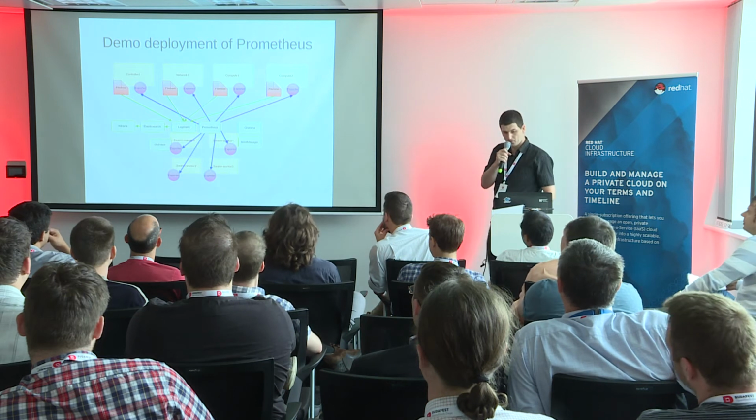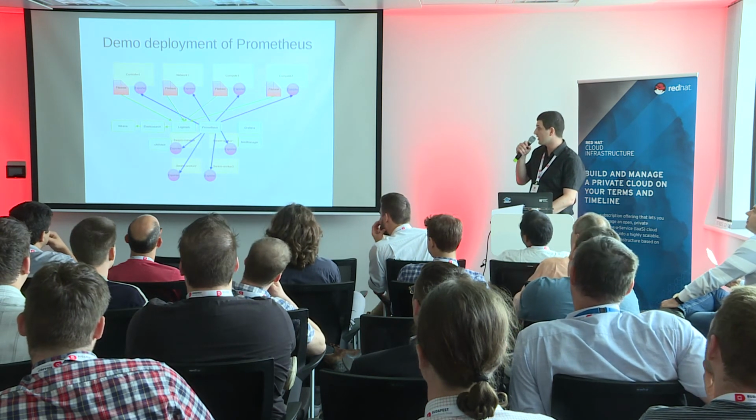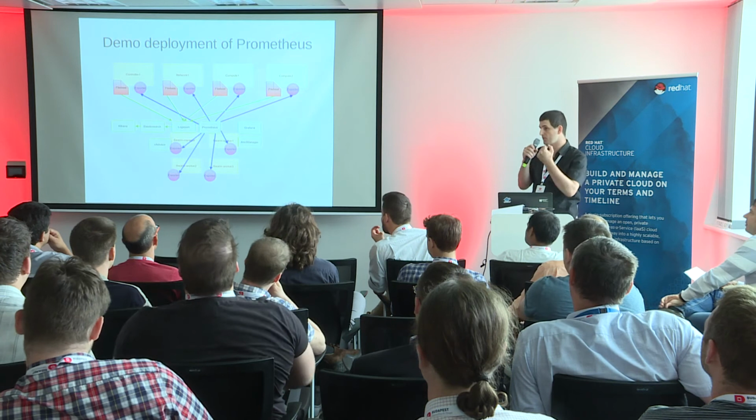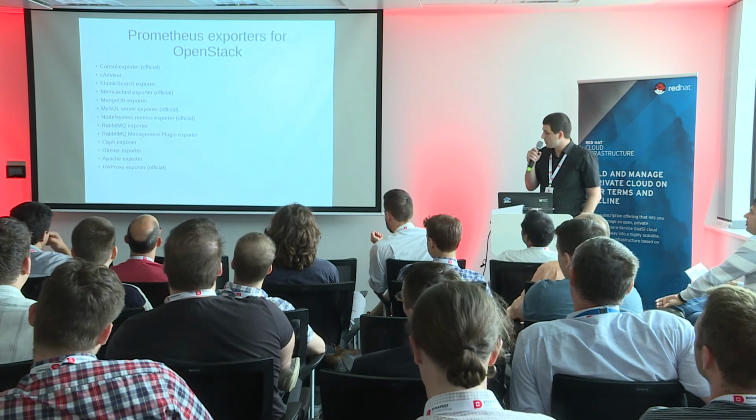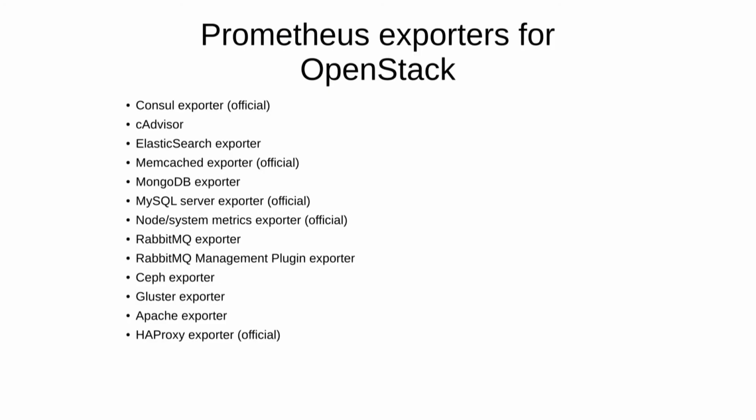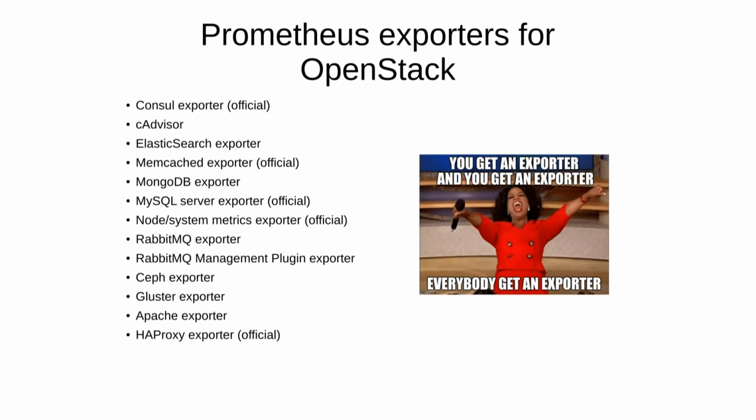Why do you have these exporters? These exporters basically collect information from your physical machines and provide that information. And you have many, many specialized exporters which can be used for monitoring OpenStack or OpenStack-related projects or software, like MongoDB, the MySQL server, RabbitMQ, Ceph, Gluster. So you have many, many exporters which can collect information for you.